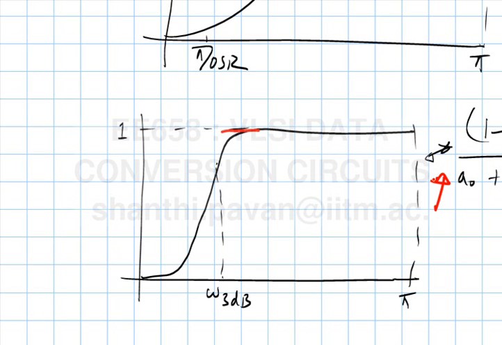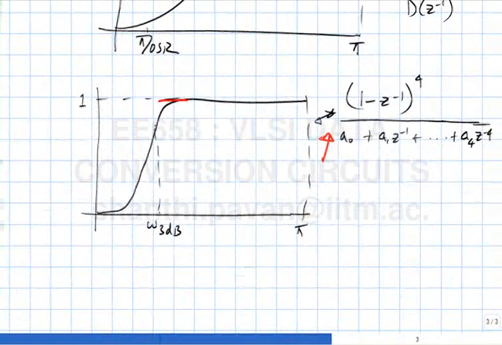See, our NTF is also a fourth order high pass filter. This is also a fourth order high pass filter. So the question is, can this be an NTF? Can this be realized physically? So when can a high pass filter transfer function be a practical NTF? Do you understand the question?